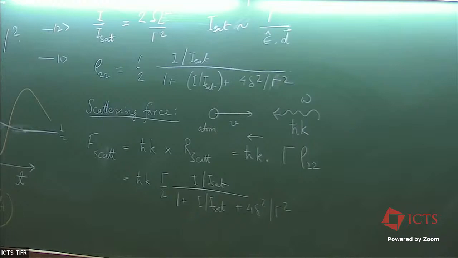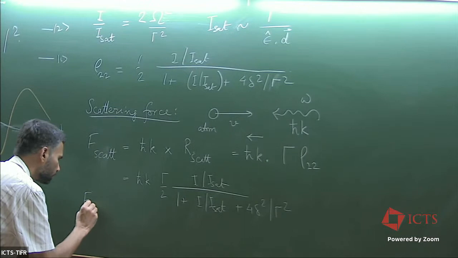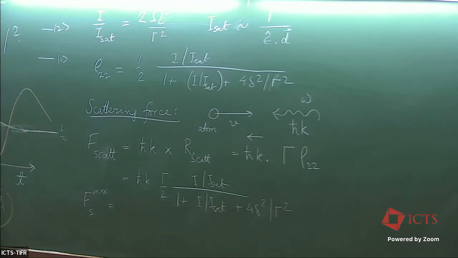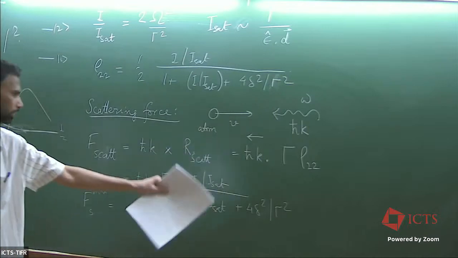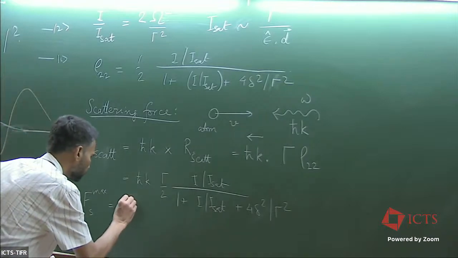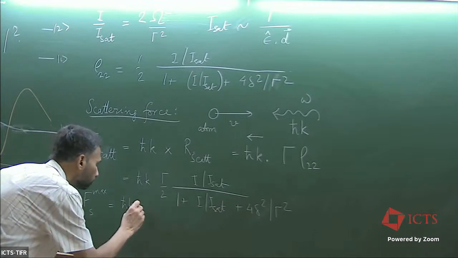Any idea what is the maximum? Okay, so we can find the maximum force, let's say F scatter maximum. How much is this? First of all, when does it happen? When you have very large intensities, right? That is when it will happen. This fellow will basically be one, and you have delta equal to zero and very high intensity. So the value is h bar k gamma over 2.